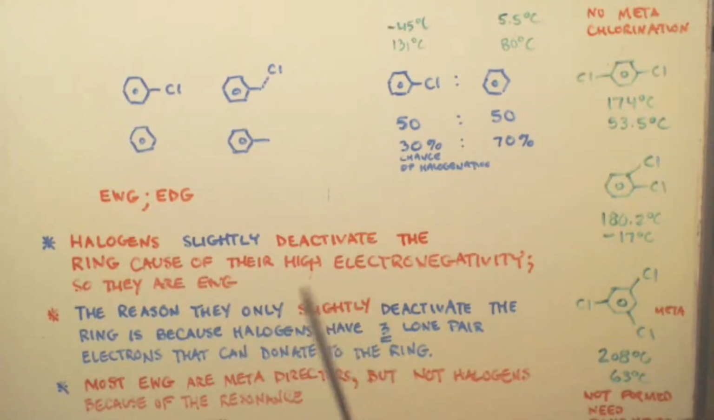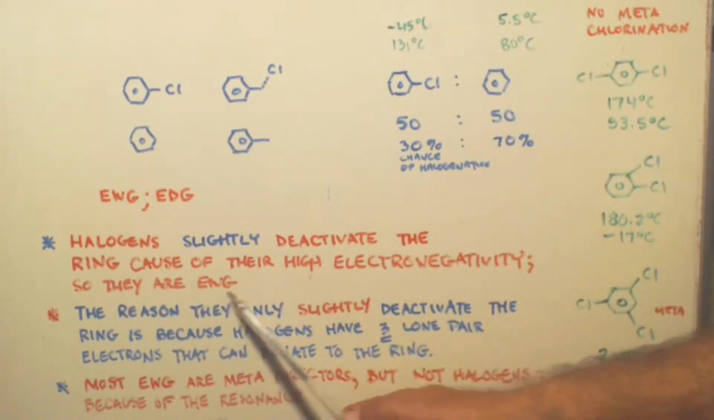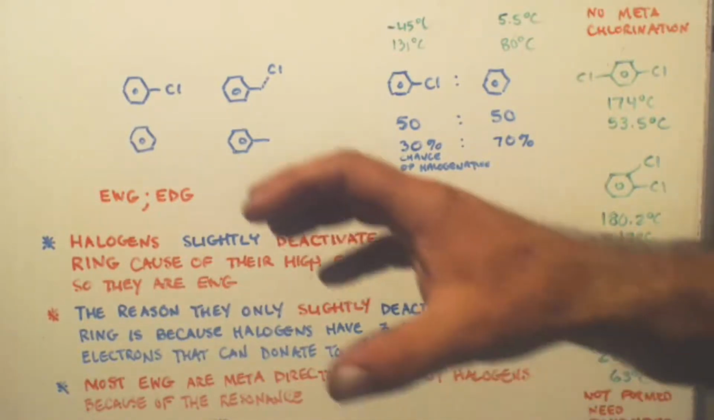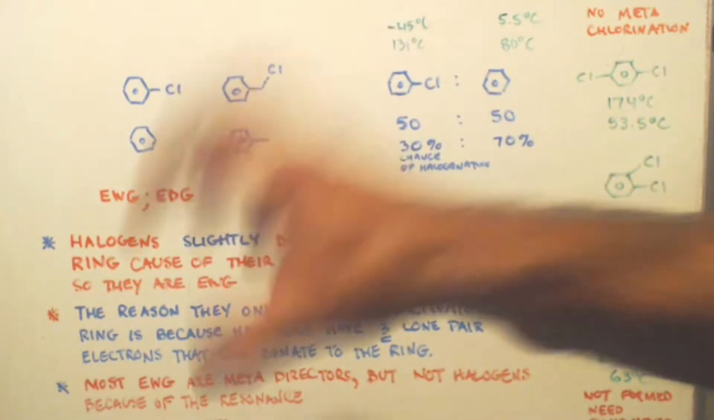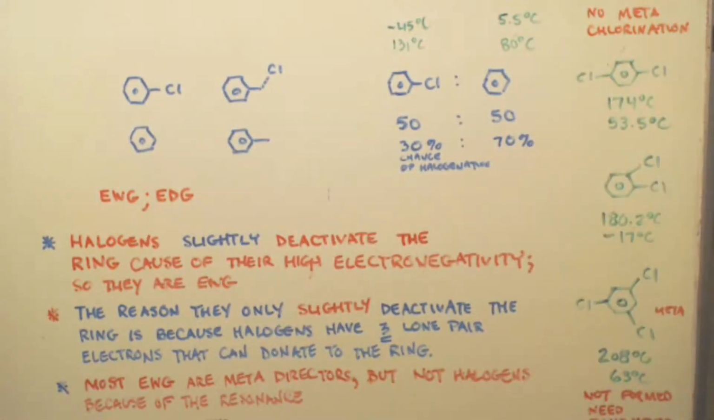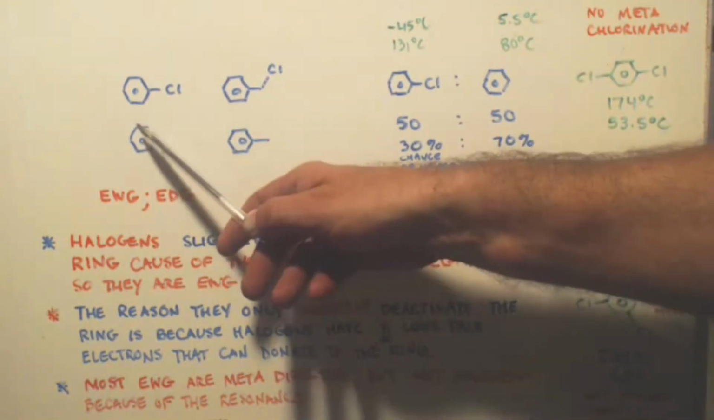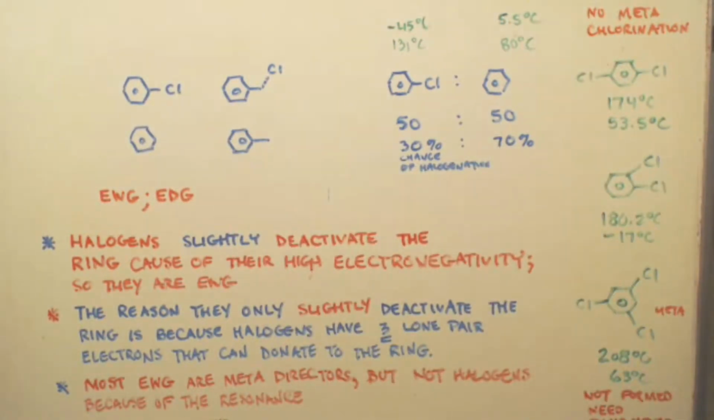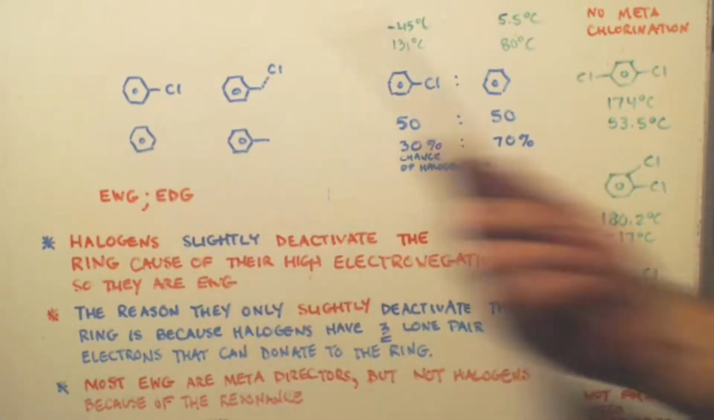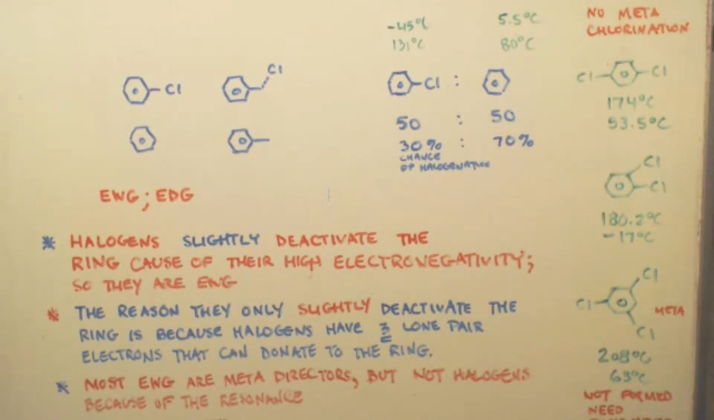Halogens slightly deactivate the ring because they're so electronegative, right? So they are electron withdrawing groups because of their electronegativity. They grab electron density and try to pull it towards themselves, right? And the reason why the benzene is reactive is because of its negativity. If you pull some of its negativity away, you make it less negative, you make it less reactive, right?